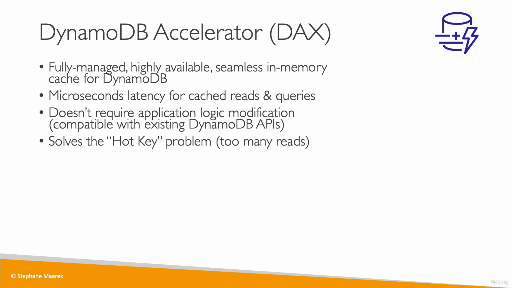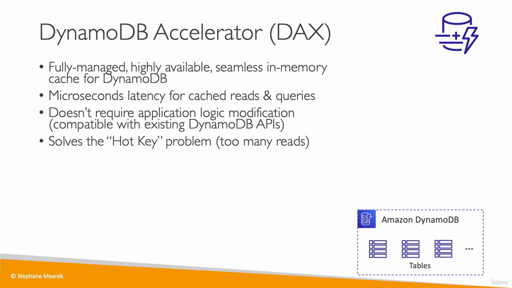Now, DAX, what does it solve? It solves the hot key problem. So if you're reading a very specific key or a very specific item too many times, then you may get throttling on your RCUs. But if it's cached by DAX, then you've just solved that problem.